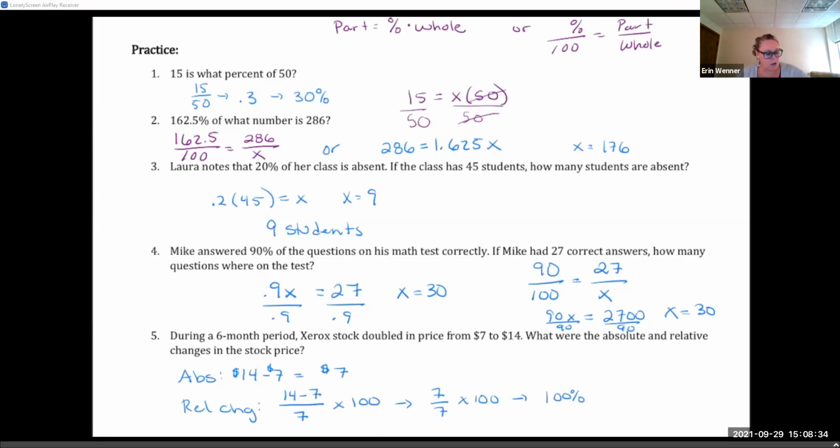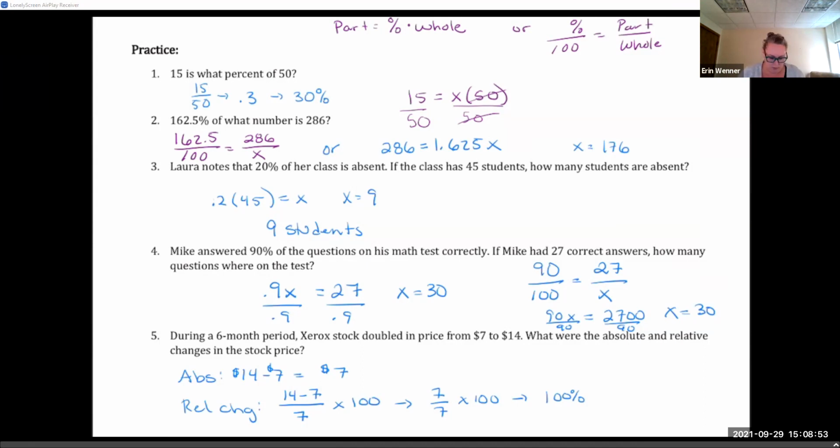Sometimes when they talk about stocks that way, or anything else that grows by a percent, it can be confusing because you're like, well, it doubled. So why isn't it a 200% increase? Well, it doubled, so it increased by the measure of itself. So that's a 100% increase.